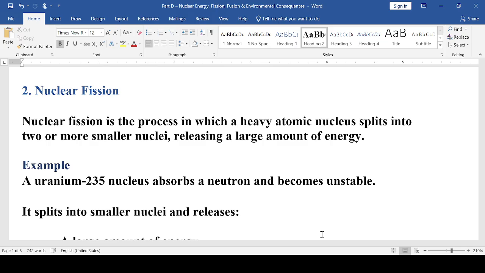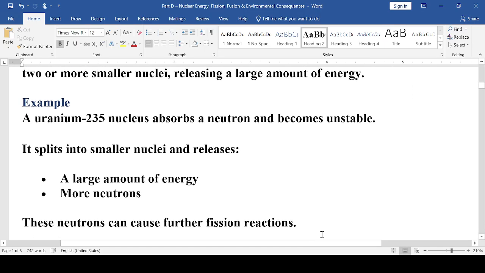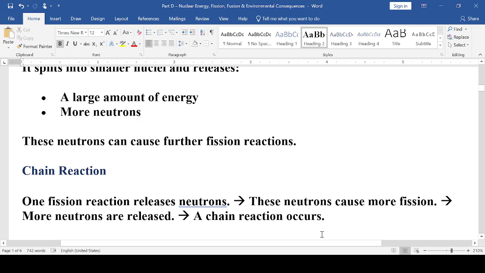Example, uranium-235 nucleus absorbs a neutron and becomes unstable. It splits into smaller nuclei and releases a large amount of energy and more neutrons. These neutrons can cause further fission reactions.